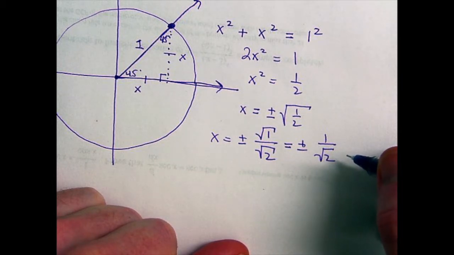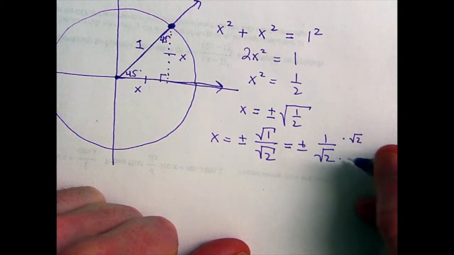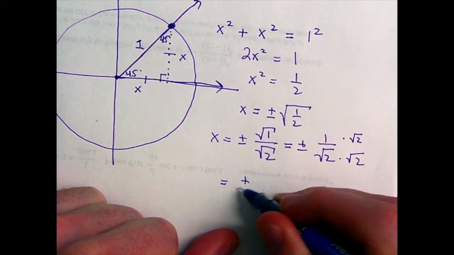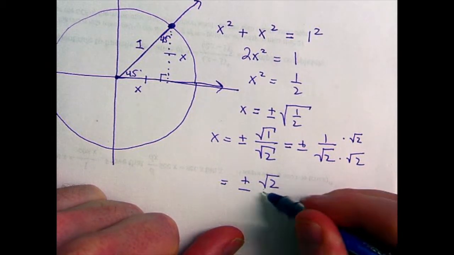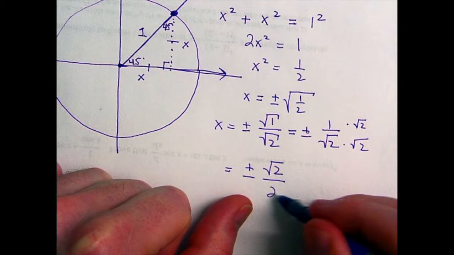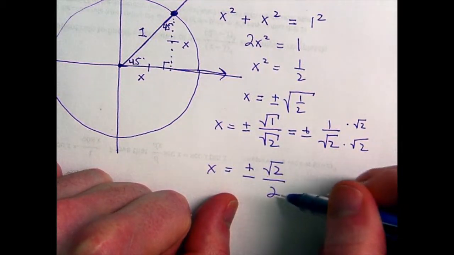We have to rationalize denominators. And if you figure how that goes, you have to multiply top and bottom of the fraction by the root appearing in the denominator. So when we do that, we obtain plus or minus, let's see, 1 times root 2 is, of course, just root 2. And then in the denominator, we have root 2 times root 2, which is just 2. So I find that x is either positive or negative root 2 over 2.